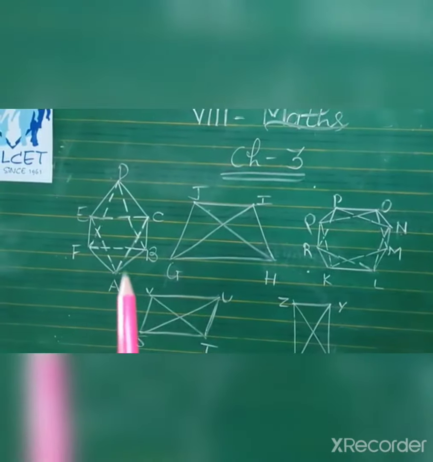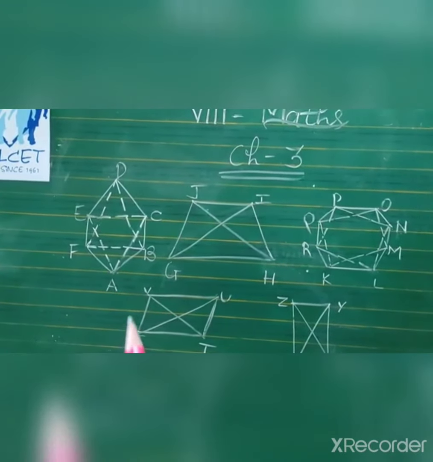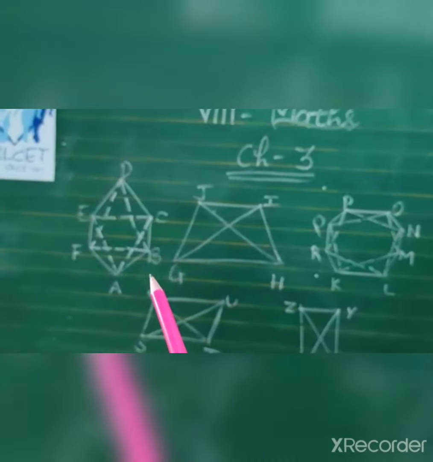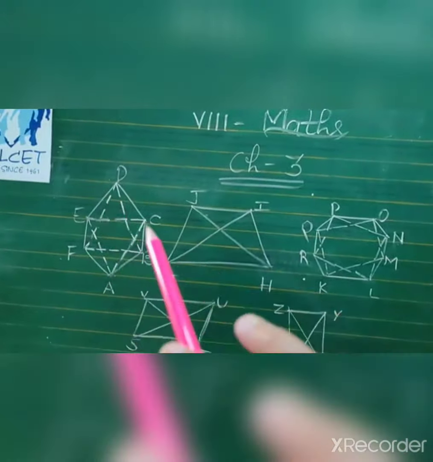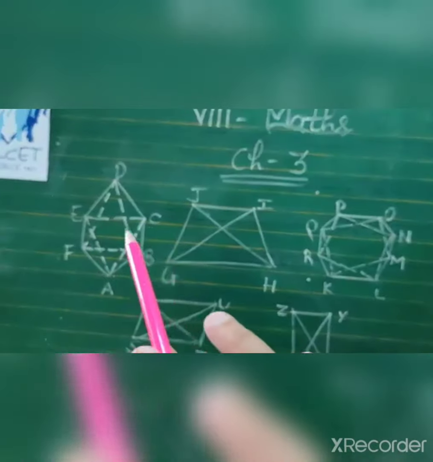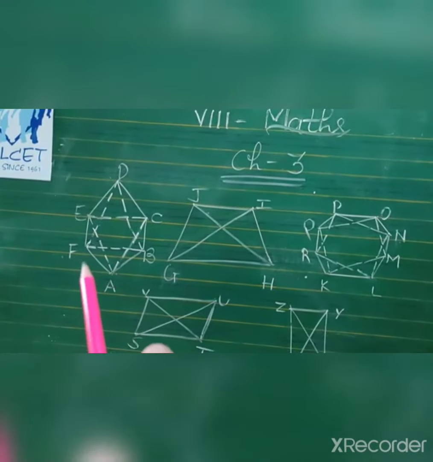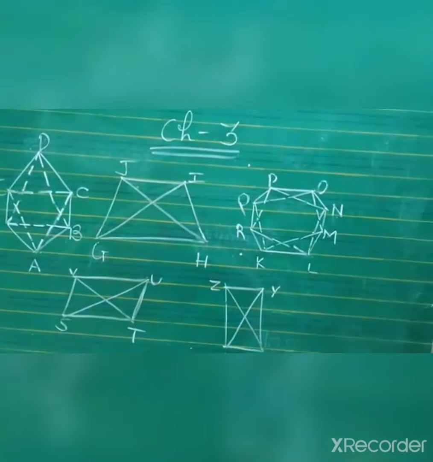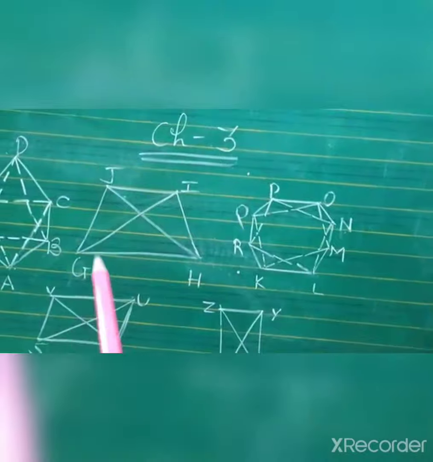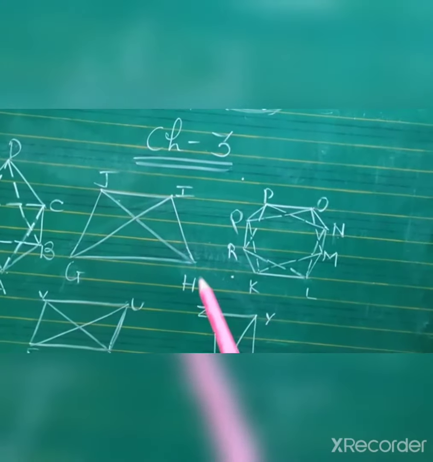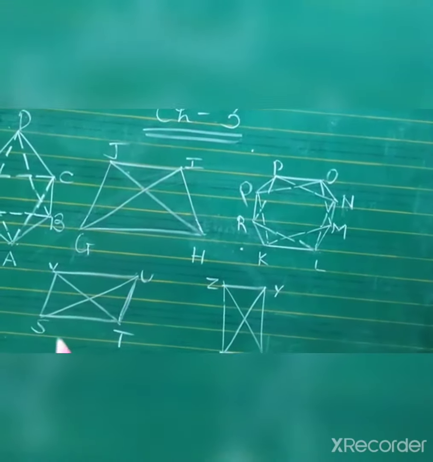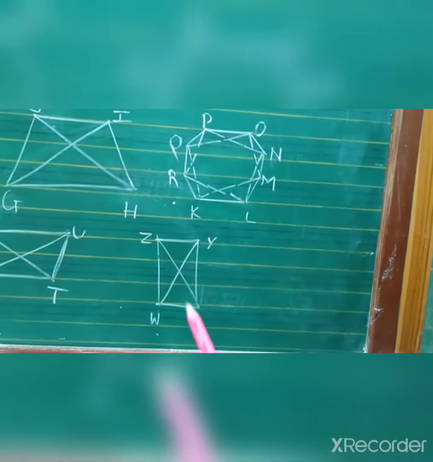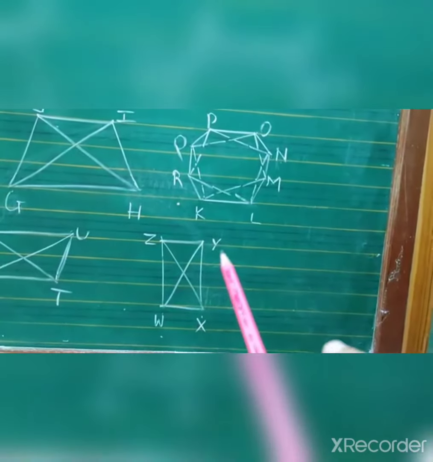Now you can see, you take non-consecutive points. So A to C, B to D, C to E, E to A, F to B. These are all diagonals inside the polygon. In the same way you can see G to I and H to J. In this figure, S to U, T to V. In this figure, X to Z, Y to W.